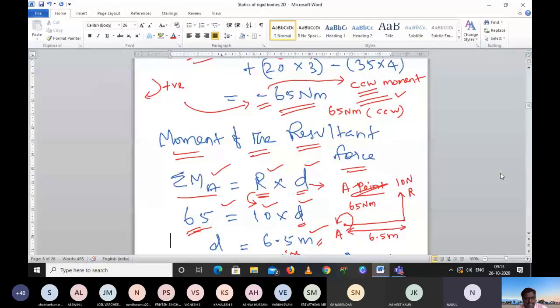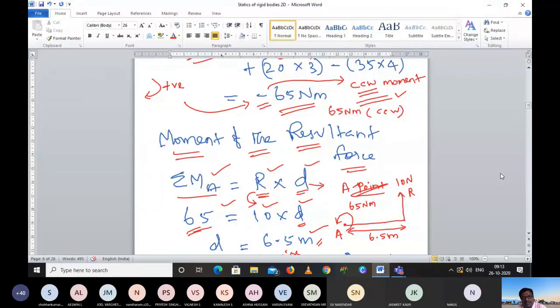Actually, what we are doing is assuming that it's positive initially, because we don't know whether the system has a clockwise or counterclockwise moment. So for the systematic procedure, we are assuming it as positive. Are you getting? Yes, sir.